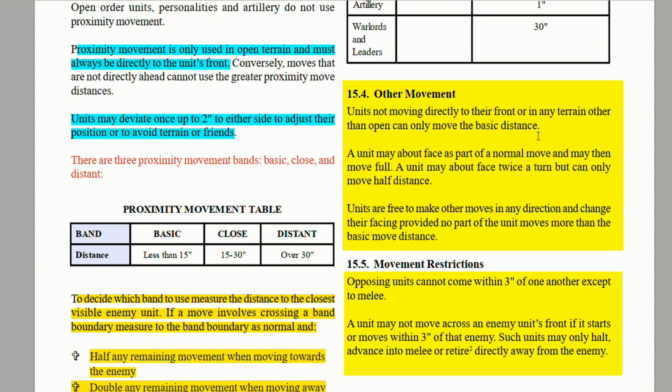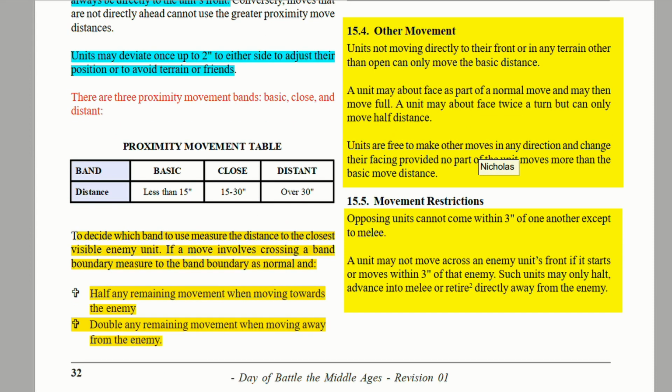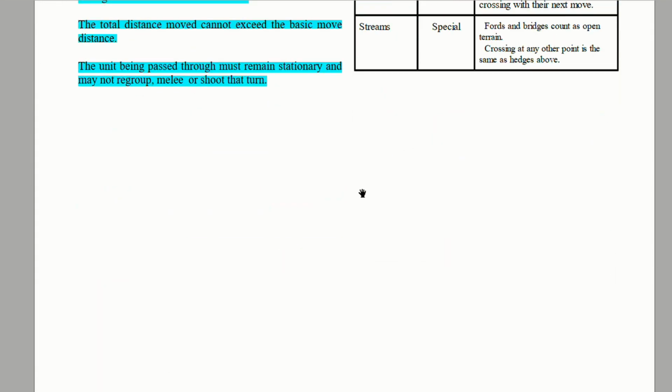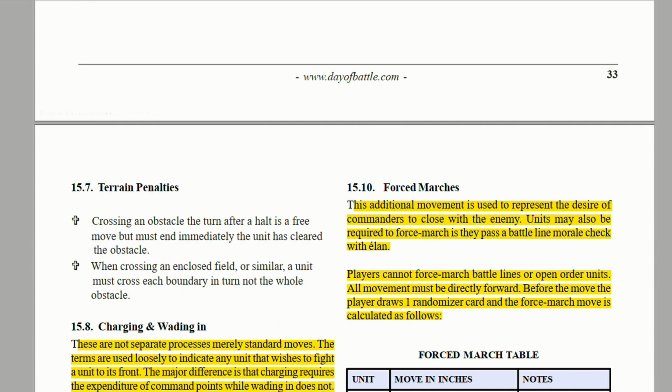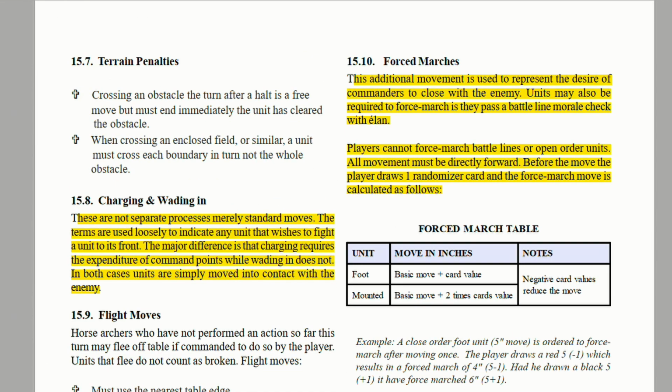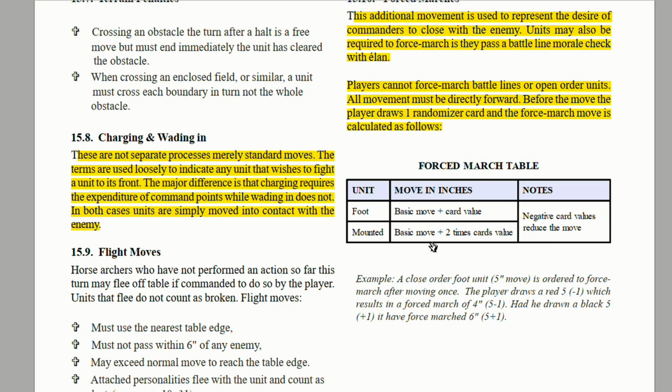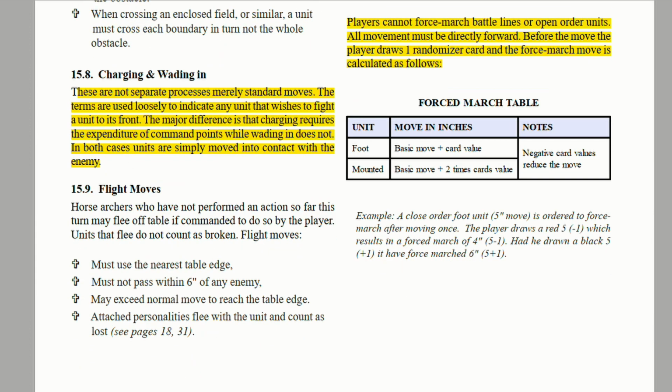Other movement. The movement is very simple, very plain. It reminds me of DBA. The element, the base can move and face any position, but for a group, the restrictions are much more severe. Interpenetration, again, you have interpenetration between units. Forced march is another very interesting rule. You can force march by drawing a card, but the red cards are negative values, so maybe your forced march will be less than your actual move.